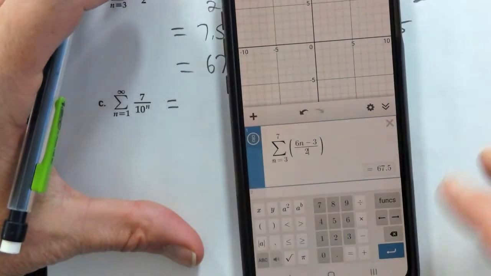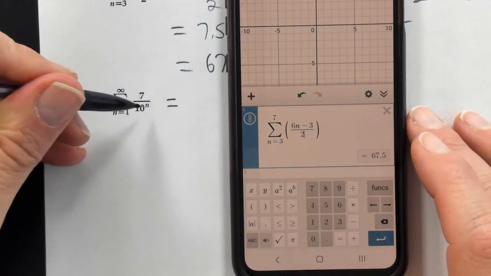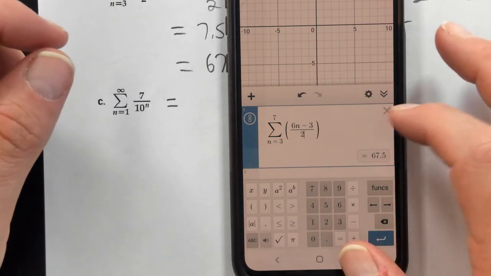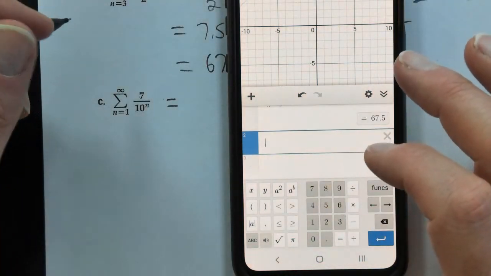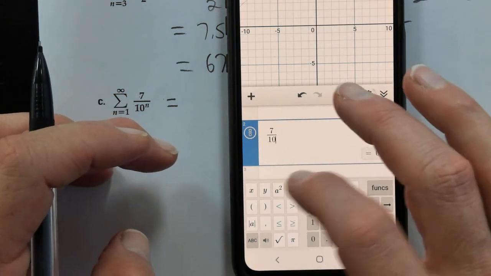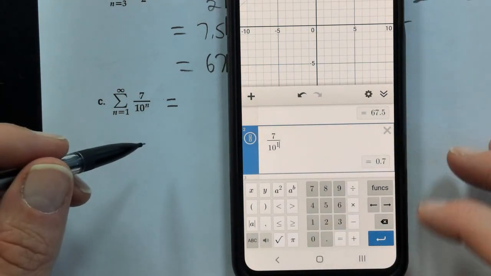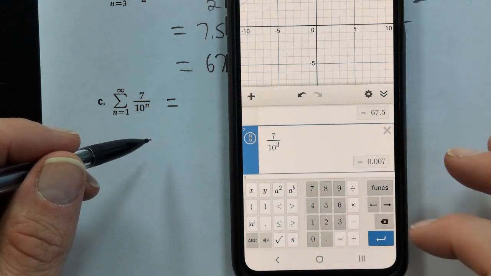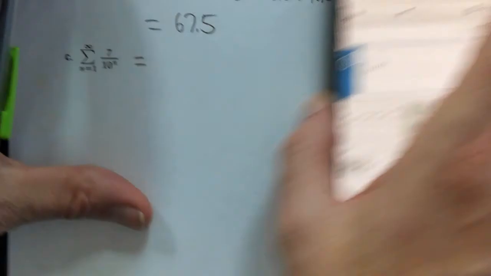How can we tell that, Coach? Well, what we can do is we can look and plug in values here and see if the values get closer and closer to a certain number. And so I'm going to add another one here, and I'm going to put 7 over 10 raised up to, let's say, the first power. All right, so that's 0.7. What about second power? 0.07. Third power, 0.007. Fourth power. All right, and so on. So let's see what's happening here.